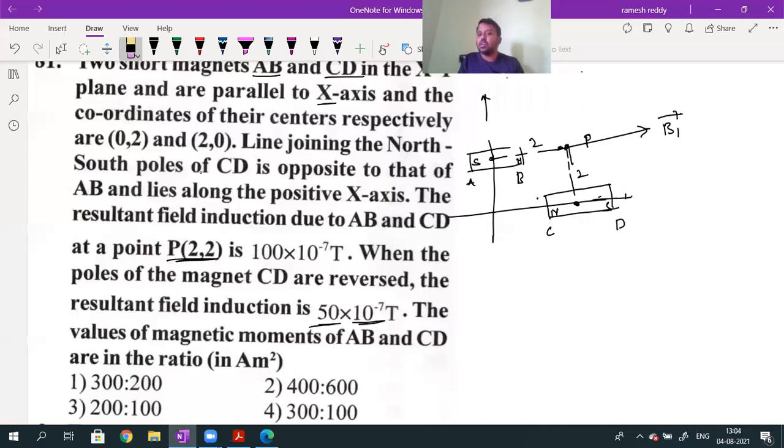Magnetic field direction due to which one? One second. Correct only. Magnetic field direction due to CD. It is on equatorial line. It is on equatorial line means same direction. Direction will be same.